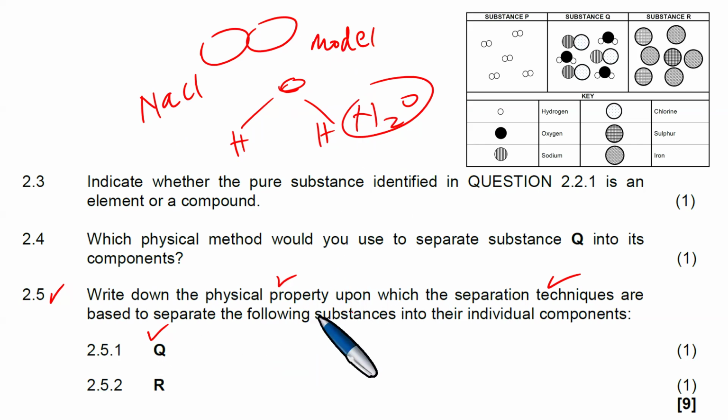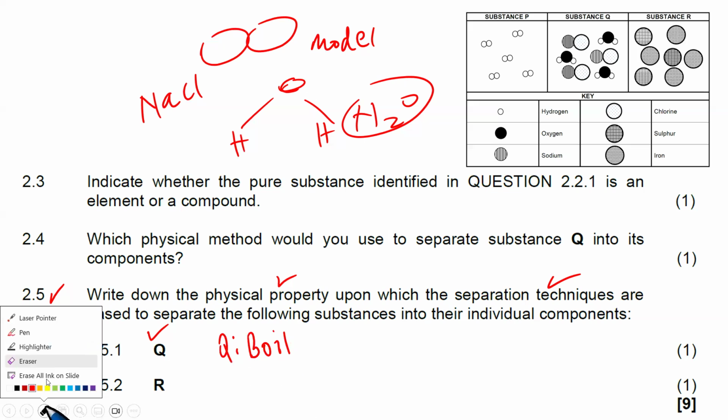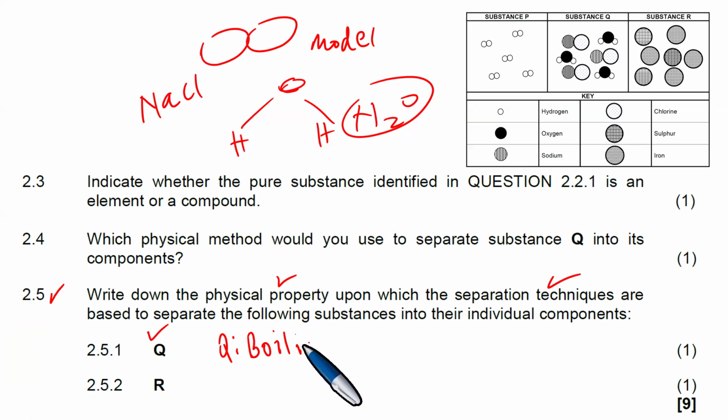But now if you write down the physical property upon which the separation techniques are based to separate the following substances into their individual components, what physical property can be used to separate Q? And then also to separate R. Here, in Q, we use the notion of boiling points. We use boiling points to separate these substances, and that is the physical property.